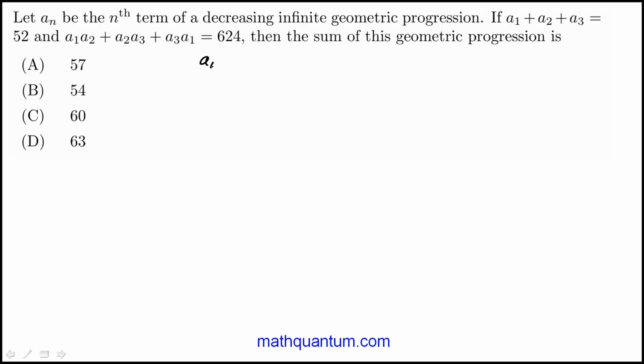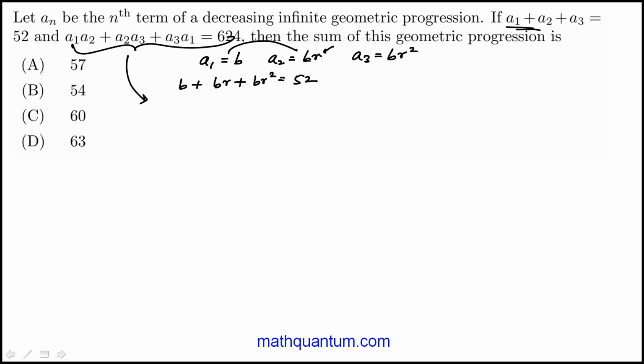So I'll set this question up by using the standard format for representing geometric progression. If the first term is b, the second term would be b times r, where r is the common ratio, and the third term is br squared. So that's how I'll translate this first equation, which becomes b plus br plus br squared is 52.